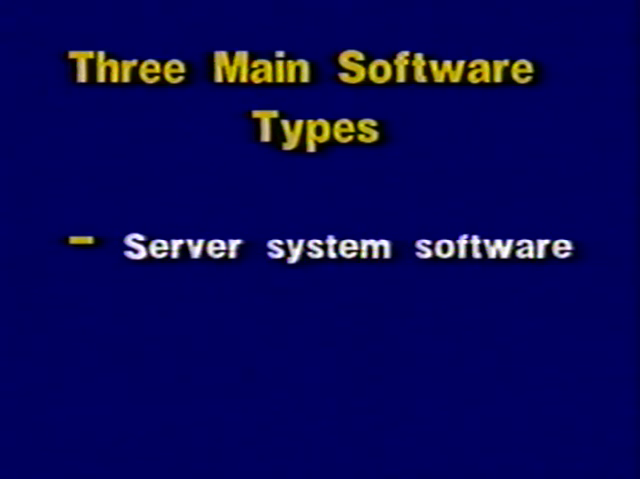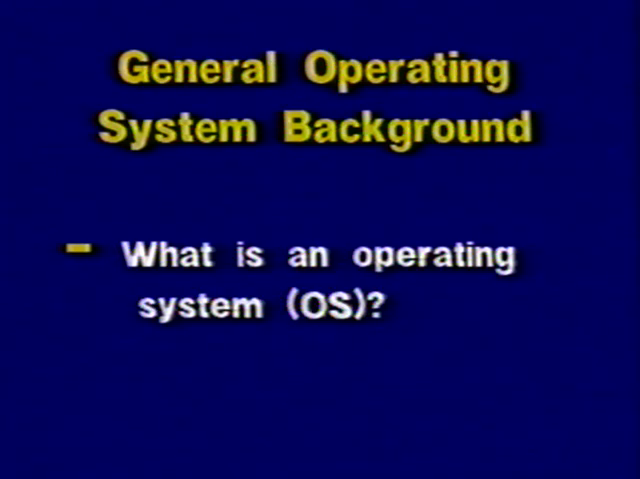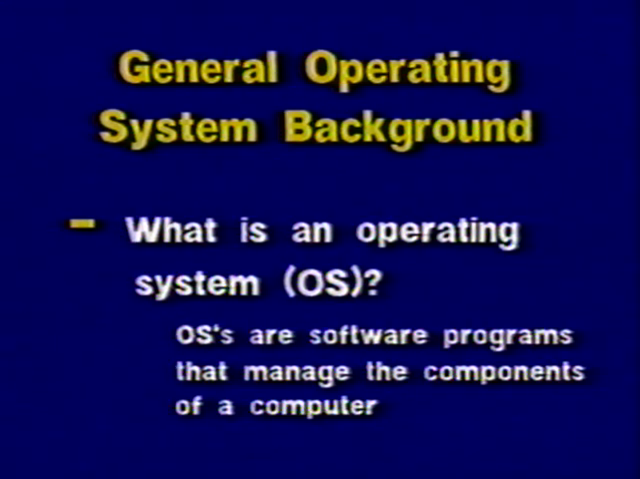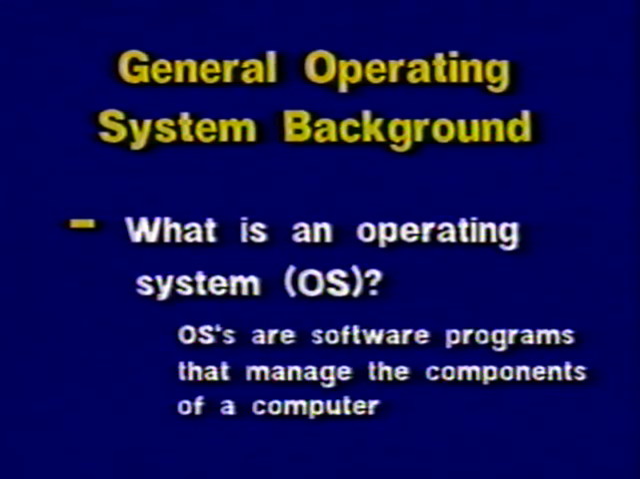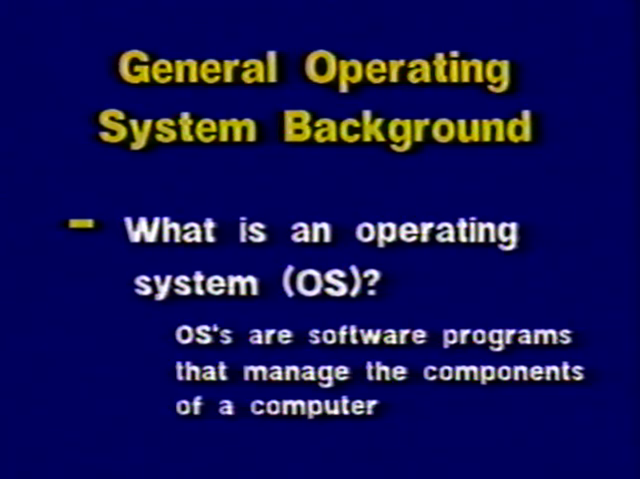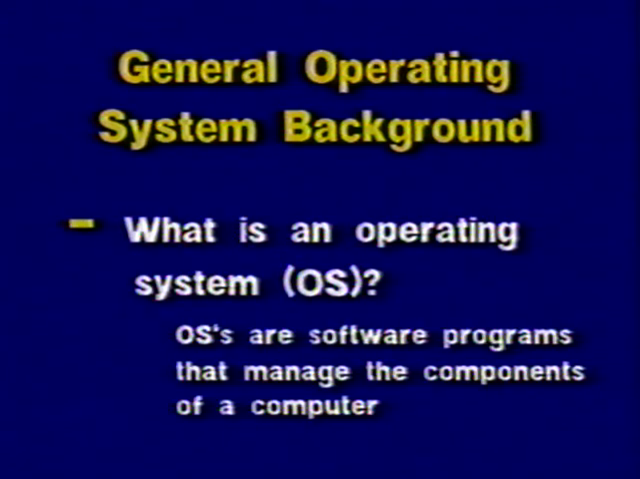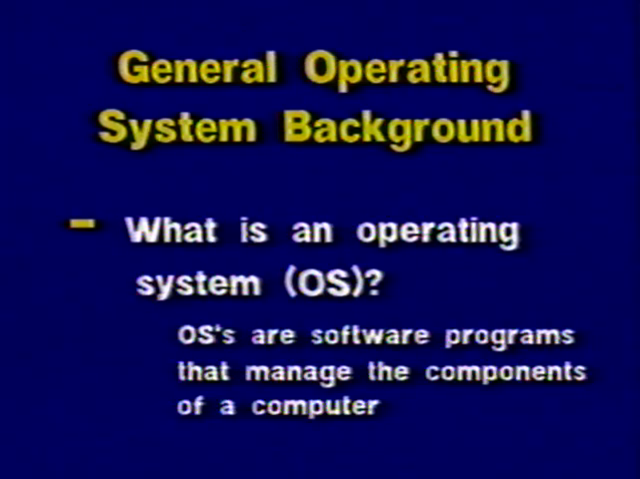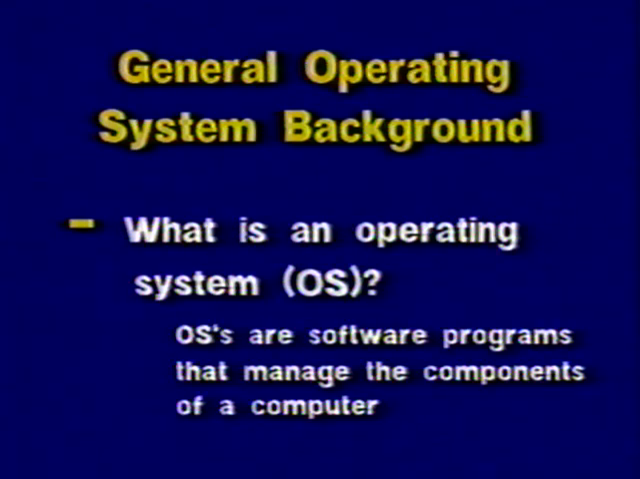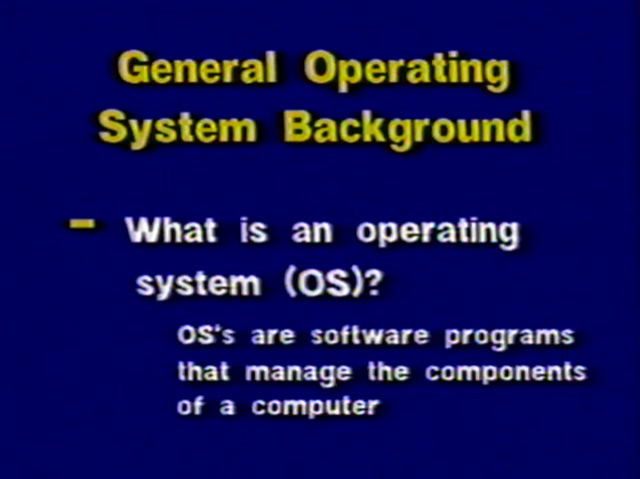So let's do a brief tutorial on an operating system. Let's talk about general operating system background. What is an operating system? Well, operating systems are software programs that manage the components of a computer. By components, I mean hard disk drives, floppy drives, printers, communications ports, which can be both serial and parallel, and just about any other type of peripheral you might find with a computer, and not necessarily external to it, but also internal to it. Let's look at some of the functions of operating system software.